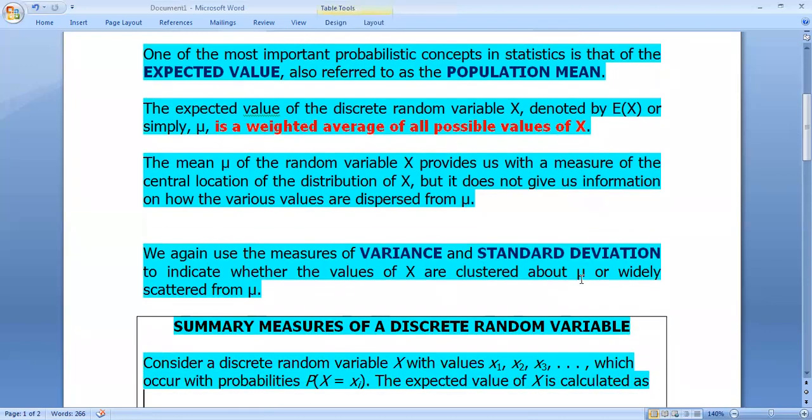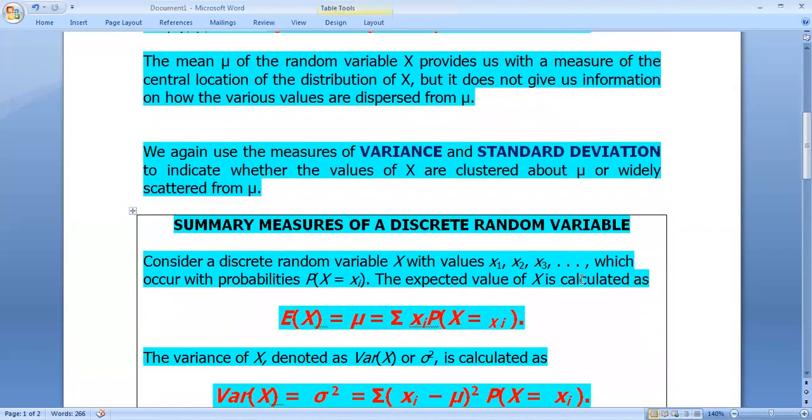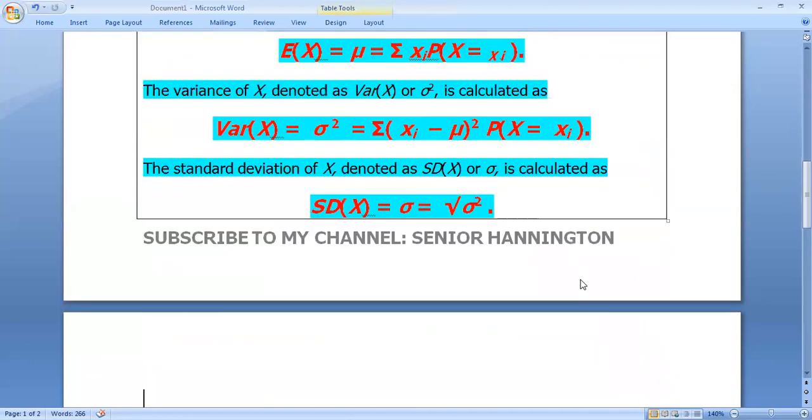How do we calculate variance? How do we calculate standard deviation? How do we calculate the mean? We are going to see how to calculate all those summary measures. I have some formulas here for you. The first formula is that of calculating the expected value, whereby you have to get the summation of all the x values multiplied by their corresponding probabilities. The summation of the values is your expected value.